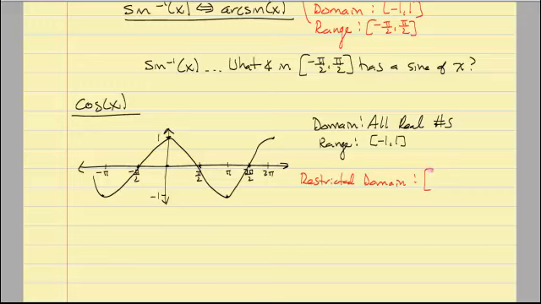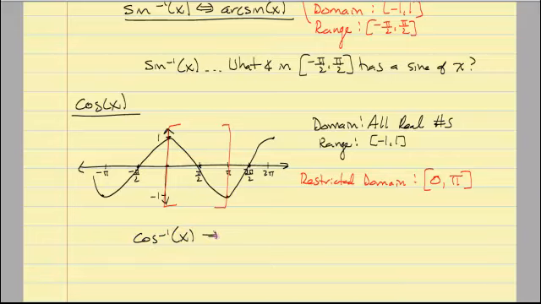It does not pass the horizontal line test between -π/2 and +π/2. So I have to restrict it differently. And the agreed upon restriction is from 0 to π, first and second quadrants. So the restricted domain is 0 to π, points inclusive. So let's go ahead and rewrite then, working with the inverse cosine.